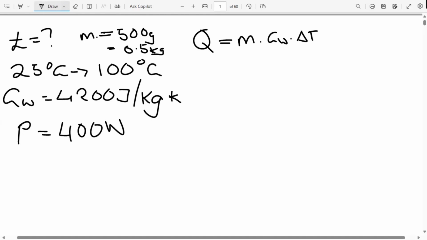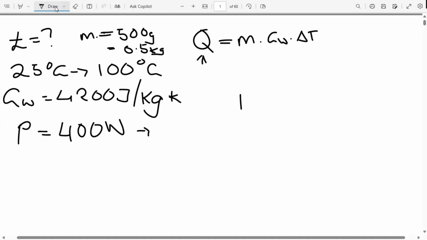So first things first, what are we going to do? We are going to find the energy that is required to heat up the water from 25 degrees Celsius to 100 degrees Celsius. Then when we are done with that, we're going to use the relationship between the power supplied by this element, the heat absorbed, which is the Q here, and the time taken. That equation is the one we're going to use to find the time it takes to heat up the water.